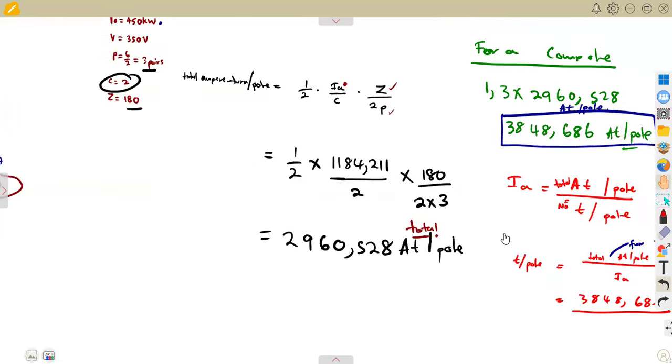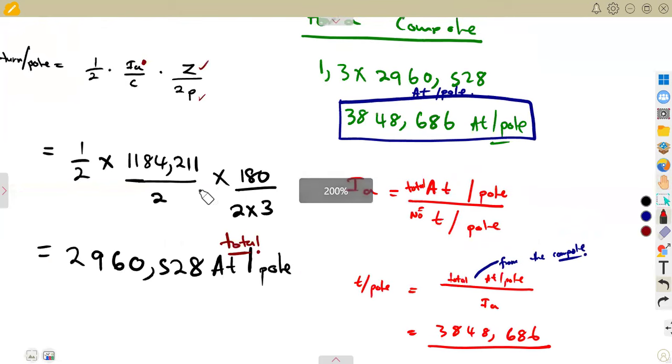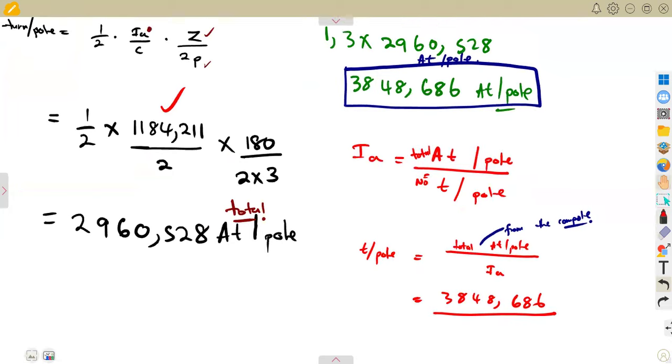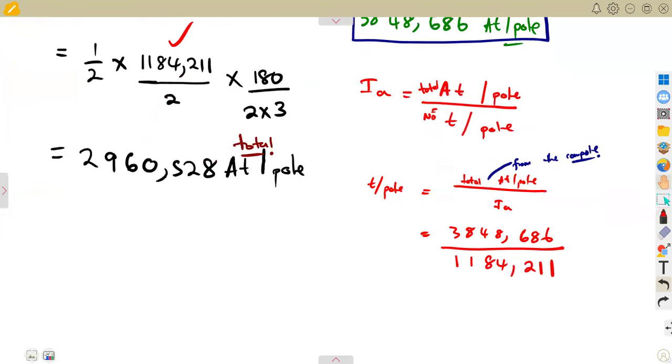Remember, we used this armature current in calculating this here. The armature current is not going to change. 1184.211 was our given armature current, the one that we calculated before. So this is going to give us 3.250 to 3 decimal places, which is just 3.25 turns per pole. The number of turns per pole.